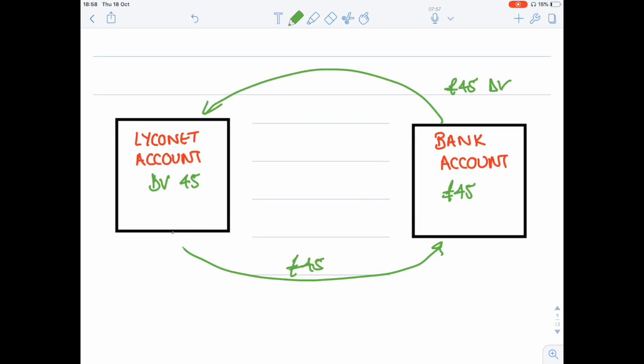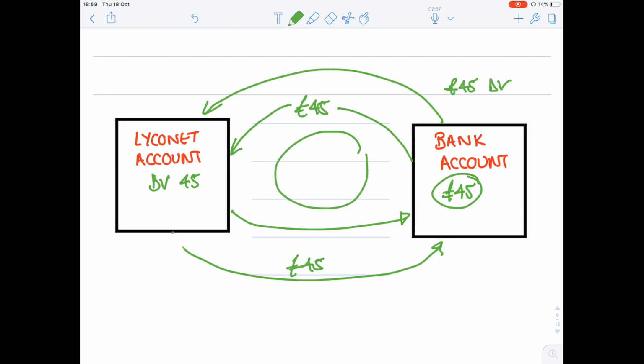You know what you can then do? You use this £45 to buy your next discount voucher. Isn't that smart? It then just goes back into the discount voucher and back into your bank account. This I like to call the perfect circle. It's the really smart way to do this business.